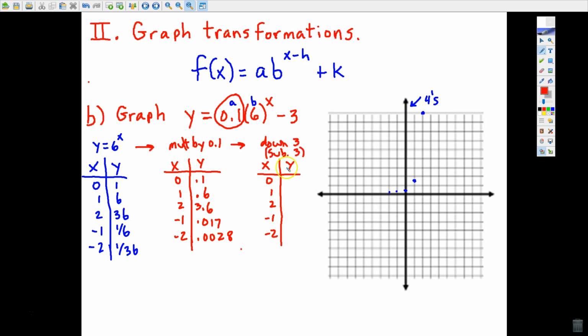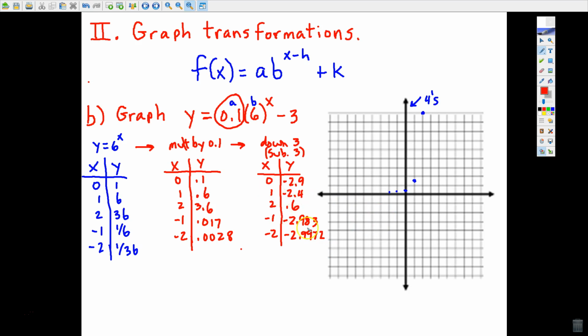Alright, so once again, you can grab your calculator. 0.1 minus 3, negative 2.9, 0.6 minus 3, negative 2.4, 3.6 minus 3, 0.6, 0.017 minus 3, negative 2.983, and then 0.0028 minus 3, negative 2.9972.